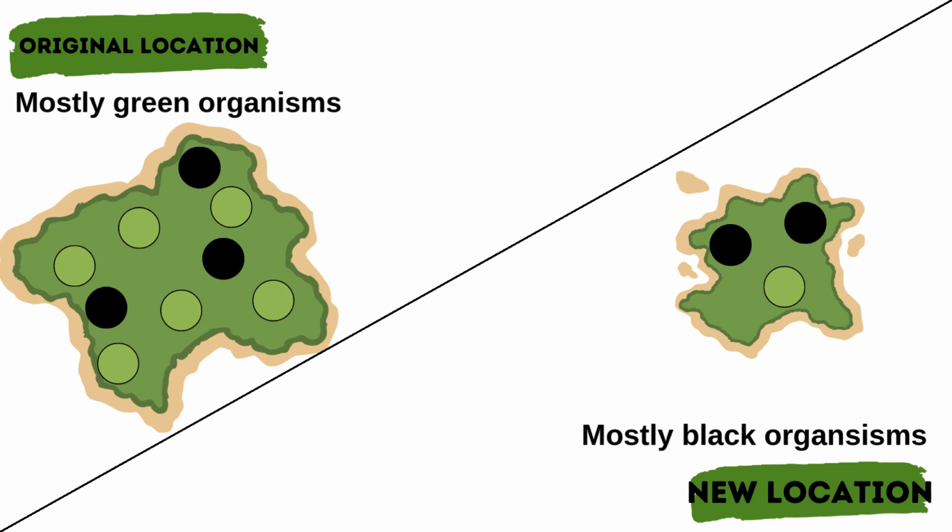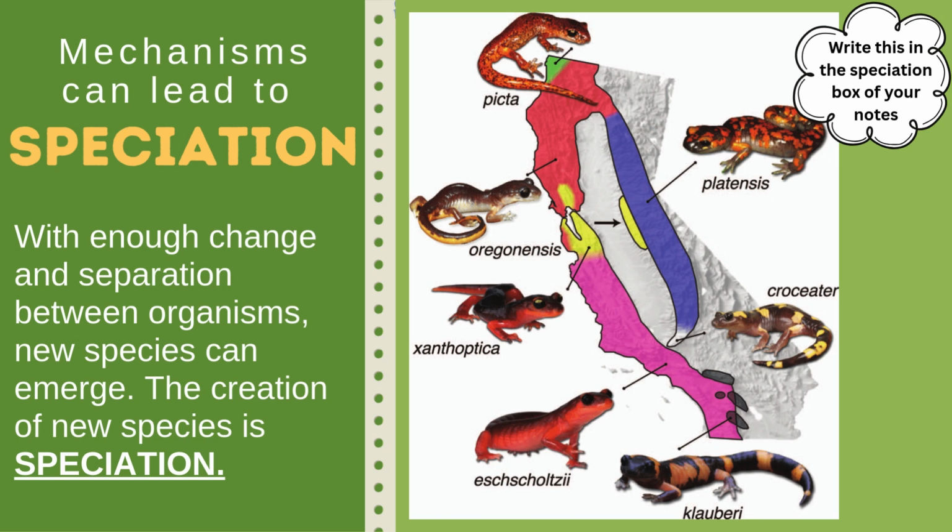So if you want to go ahead and flip your paper over, we're going to touch on speciation again real quick, and then we'll be done with this video. So remember that speciation is basically just the creation of new species. So when you have enough change and separation between organisms, new species can emerge, and that's called speciation. And so make sure you write this down on the left side of the paper.